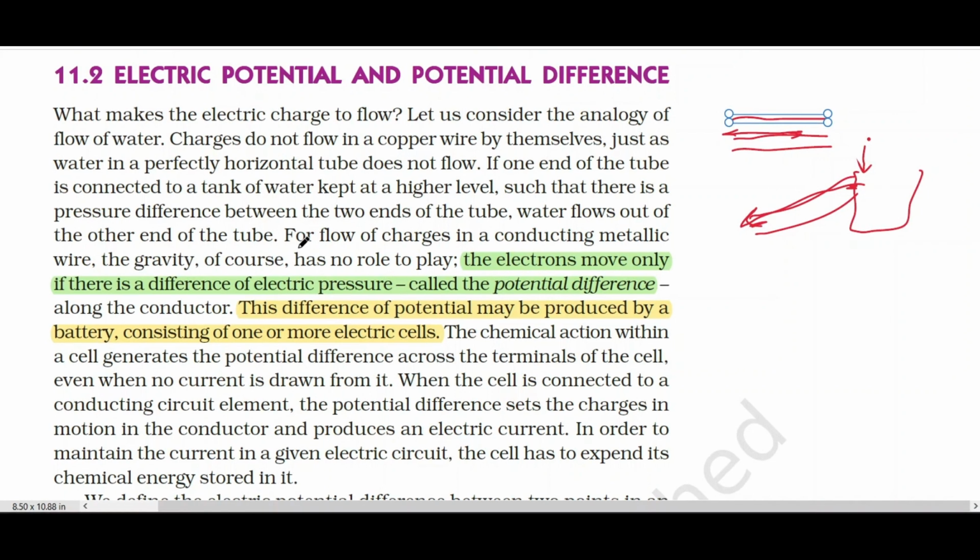ओके, For flow of charges in a conducting metallic wire, the gravity has of course no role to play. तो जैसे पानी में हमारी ग्रेविटी काम कर रही थी, लेकिन इलेक्ट्रिक चार्जेस के लिए हमारी ग्रेविटी काम नहीं करती. The electrons move only if there is a difference in electric pressure, called the potential difference. तो जैसे यहाँ पे ग्रेविटी की वजह से प्रेशर में डिफरेंस था, ओके, यहाँ पे पोटेंशियल एनर्जी बिल्डअप हुई थी एंड दैट इज एक्चुअली कन्वर्टेड इनटू द काइनेटिक एनर्जी ऑफ वाटर फ्लोइंग. तो ऐसे ही इलेक्ट्रिक करंट फ्लो होने के लिए, या इलेक्ट्रॉन्स फ्लो होने के लिए हमें क्या चाहिए? एक पोटेंशियल डिफरेंस और इलेक्ट्रिक प्रेशर.